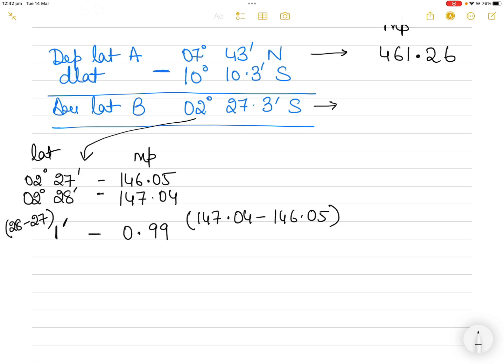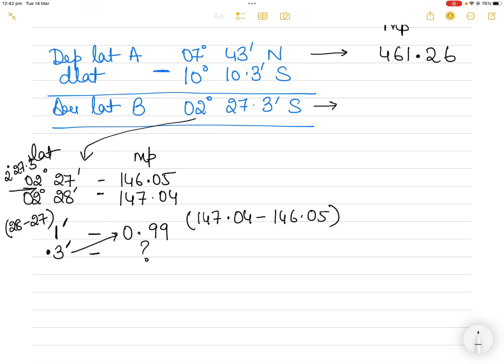Which means that if there is an increase of 1 minute, the meridional part's value increases in this case only by 0.99. So I need to find the value for 2 degrees 27.3 minutes, which means that if I increase the value by 0.3 of a minute, from 27 to 27.3, how much should I increase the meridional part value from 146.05? So that I can find out for 27.3.